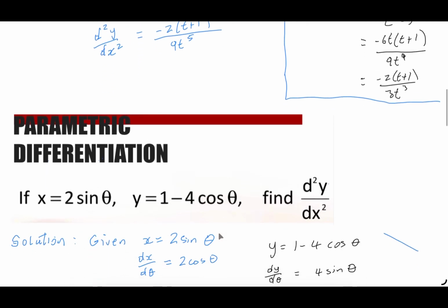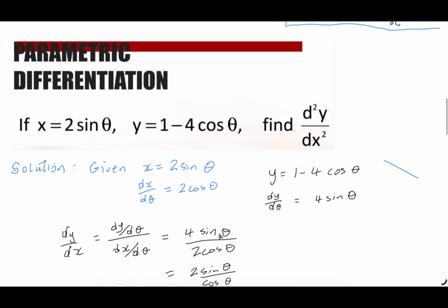Next example. If x is equal to 2 sine theta and y is equal to 1 minus 4 cos theta, find d squared y dx squared. Solution. Given that x is equal to 2 sine theta, dx d theta is equal to 2 cos theta. Given y is equal to 1 minus 4 cos theta, dy d theta is equal to 4 sine theta.